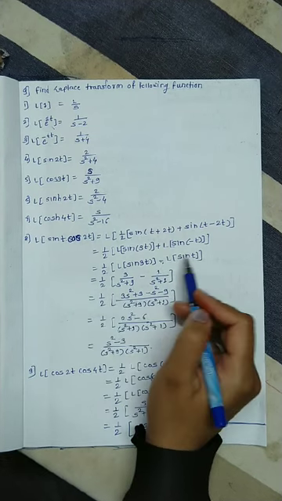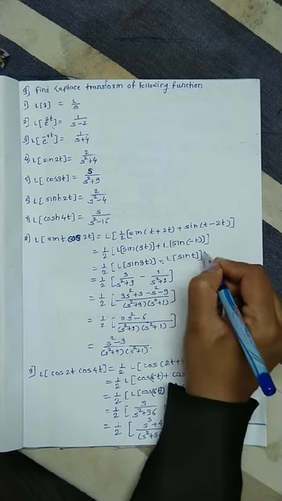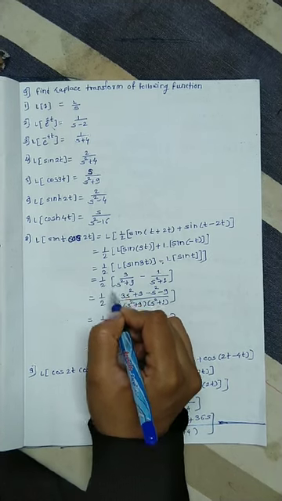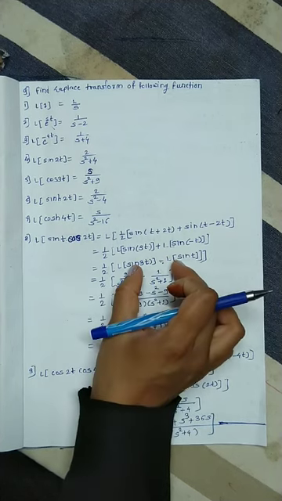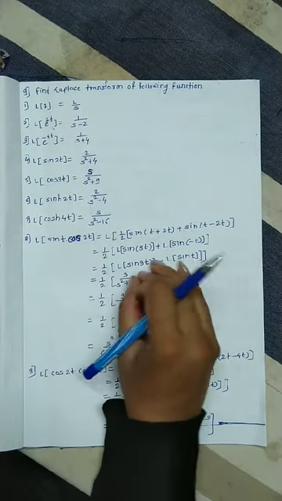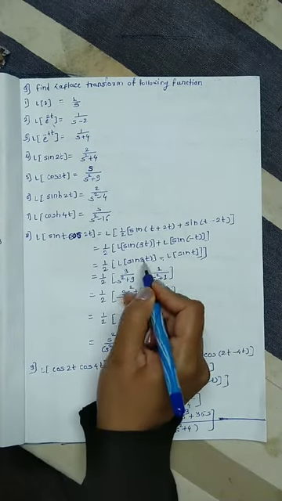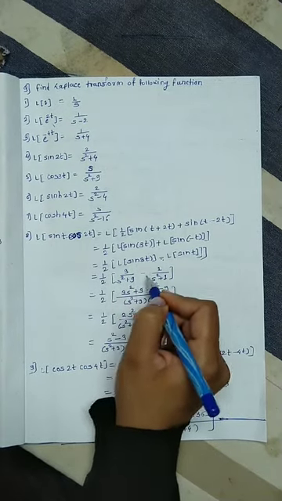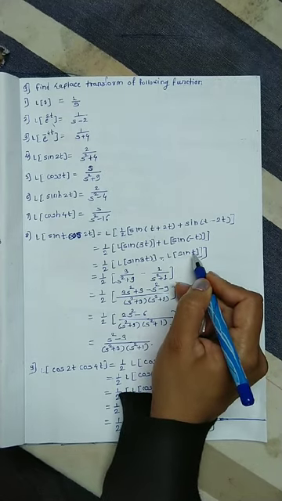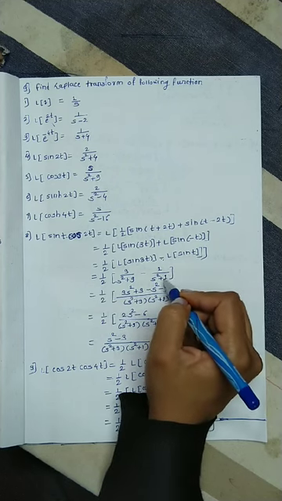Now take Laplace inside to each term: half of Laplace of sine 3t minus Laplace of sine t. Now it comes in our natural 7 formulas. Apply the formula wherever it fits. Laplace of sine 3t is 3 upon s square plus 3 square, minus, as it is, sine t, where no coefficient is there, that's why it is 1: 1 upon s square plus 1.